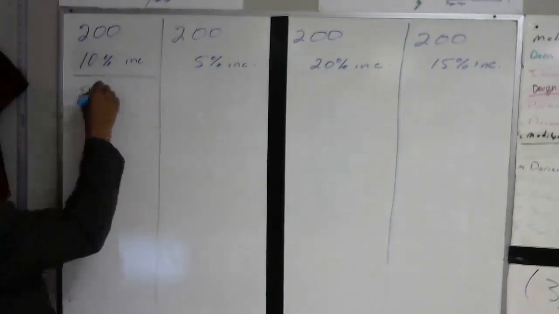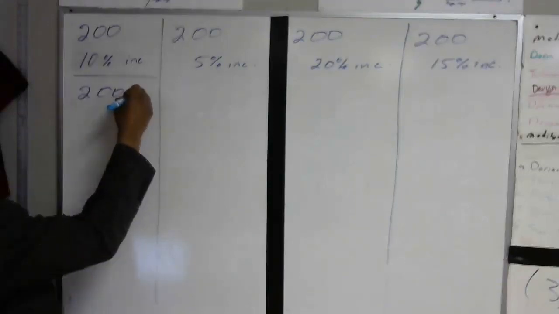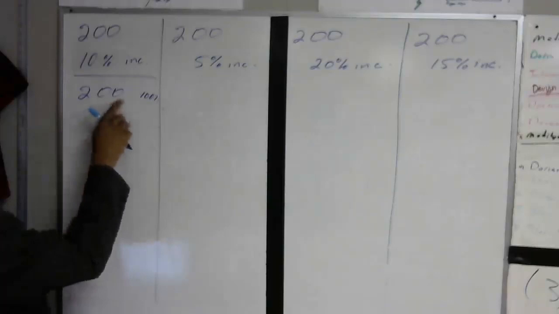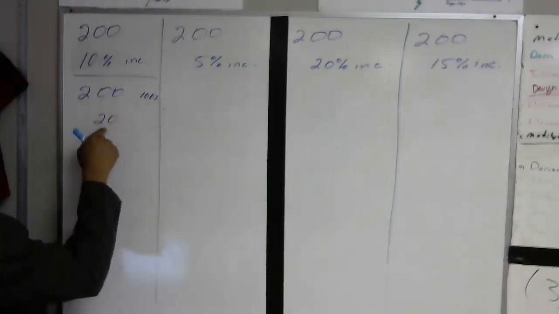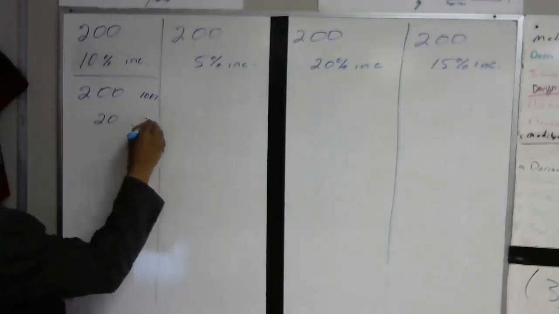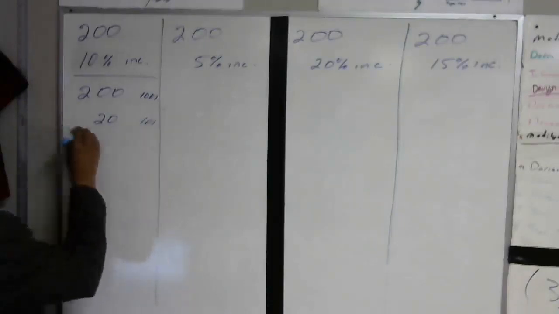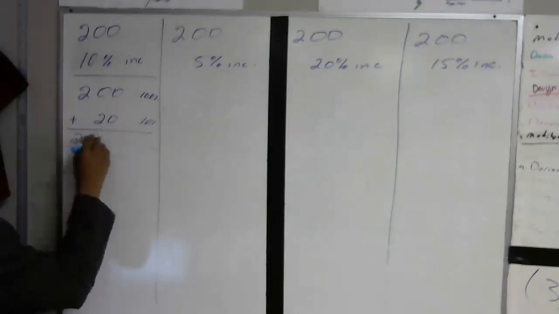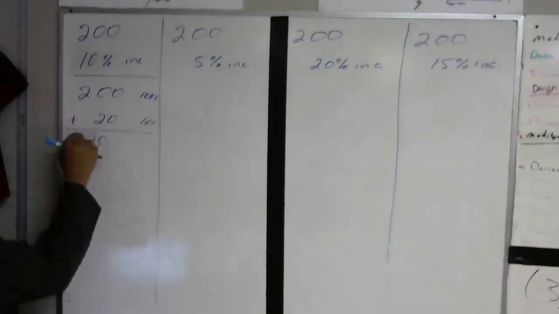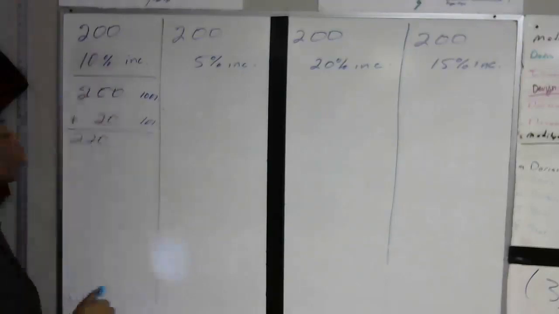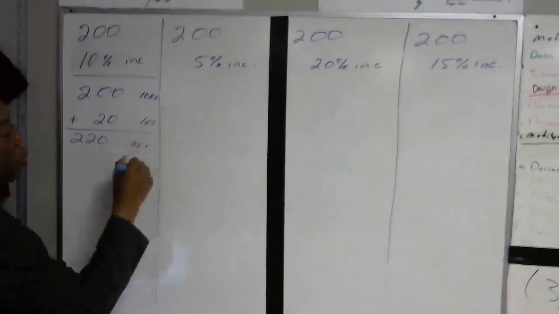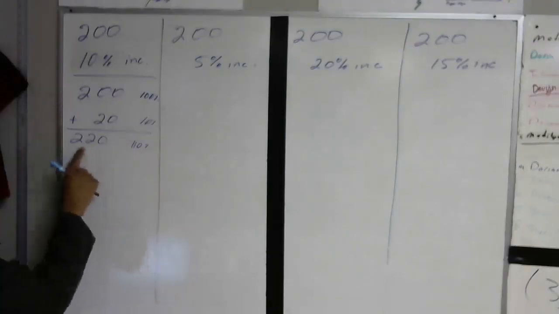We take the original number 200. That represents 100%. For 10%, you remove a 0, or divide by 10. 20 represents 10%. And you increase it by adding, you get 220. So this is a 10% increase on 200, which is basically a 110% representation of the original.